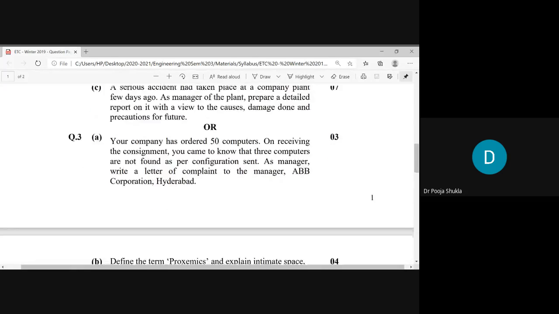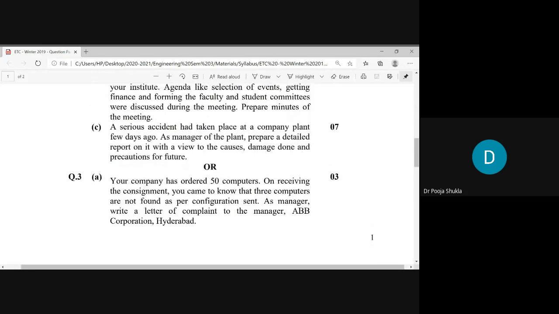Next is the OR question. As I said, question one is compulsory. Question two, you have an option in option C. To C, you have an option you can select. In question number three, you have options for all the three.